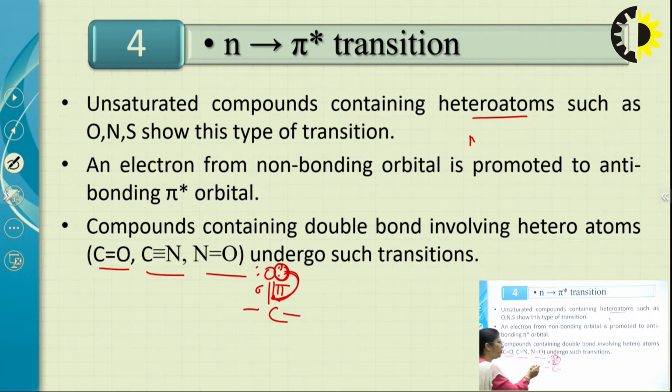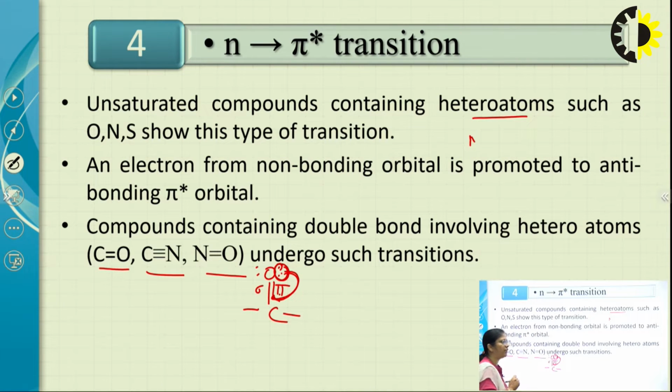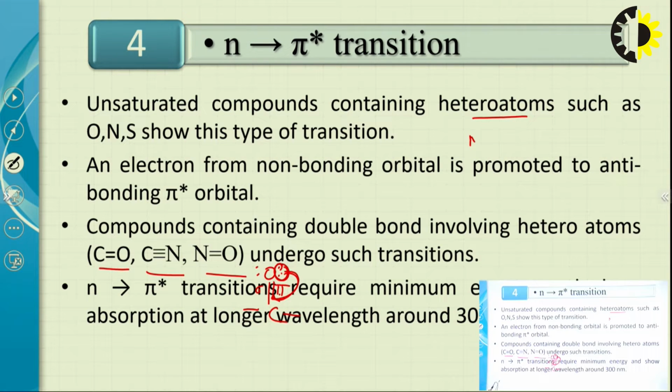It can show n to sigma star and n to pi star. At lower energy, it is going to show only n to pi star. But if we increase the energy of the radiation, that is, if we increase the frequency of the radiation, then it will show n to pi star as well as n to sigma star transitions. Both the transitions can be seen. Now, these n to pi star transitions require minimum energy and they appear at the longer wavelength, around 300 nanometers.